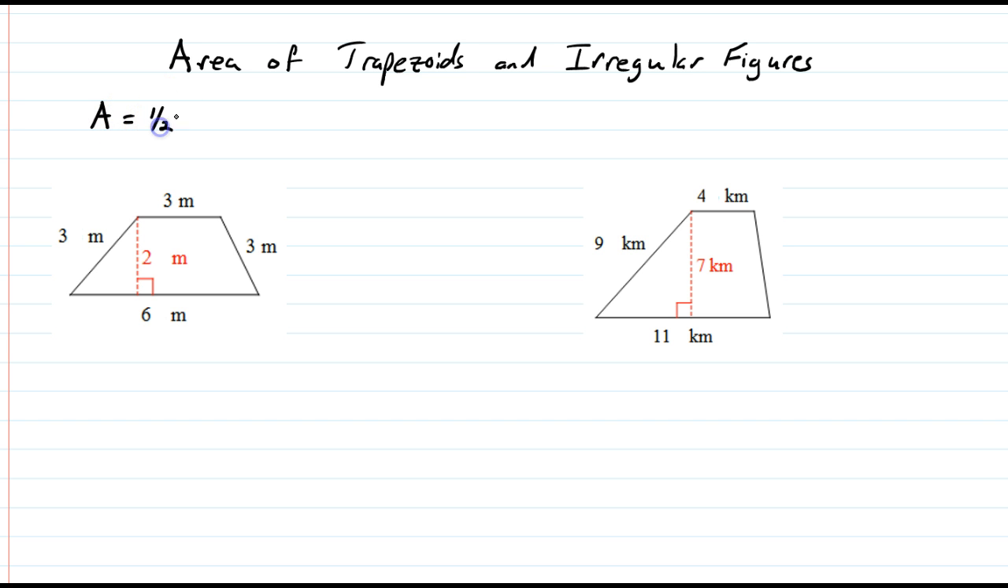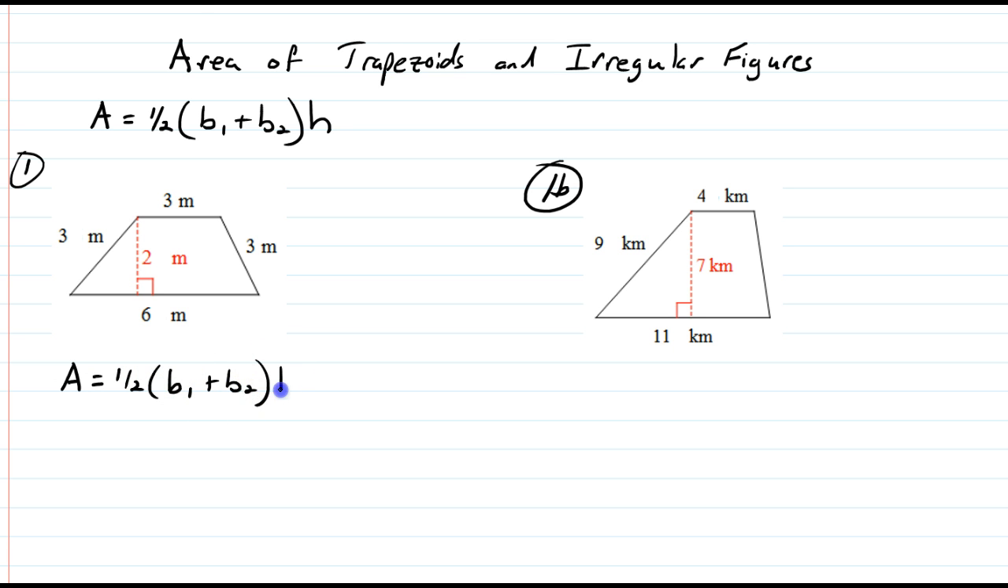It's A equals 1/2 base 1 plus base 2 times the height. So let's look at the first example. What we need to identify are the two bases and also the height. The bases are parallel to each other. So these are the two bases. Doesn't matter which one you call base 1 or base 2. And the height, like with the triangles, it's always the one that's attached to the right angle.